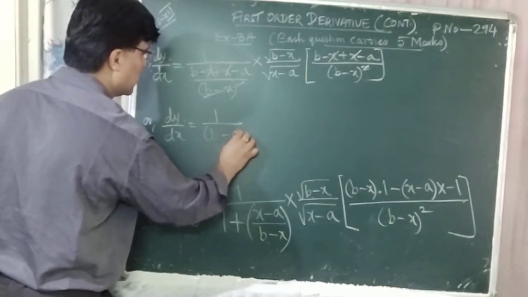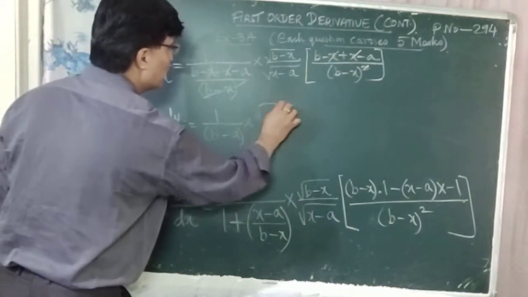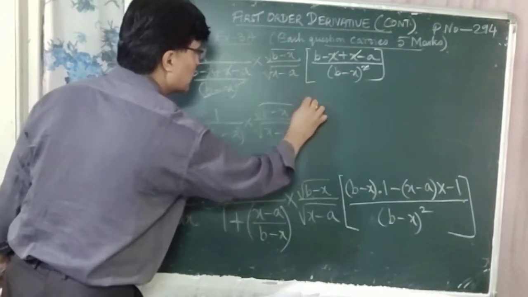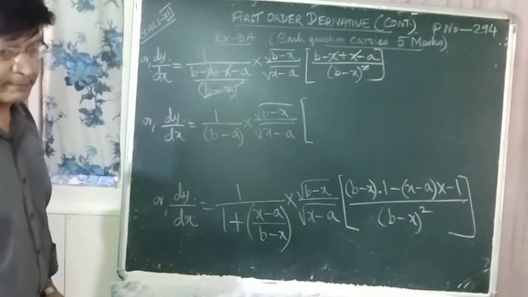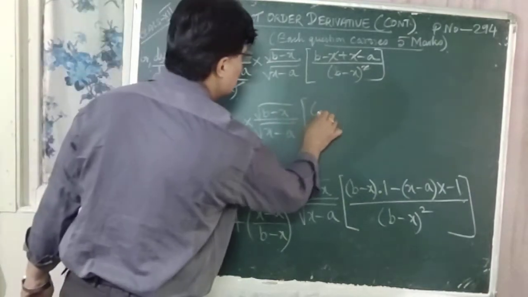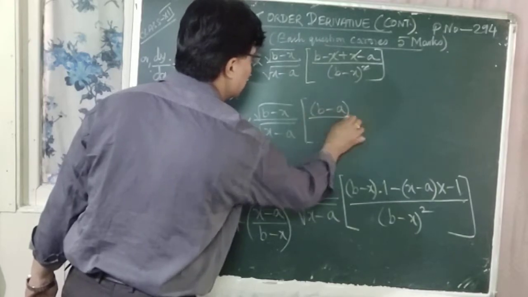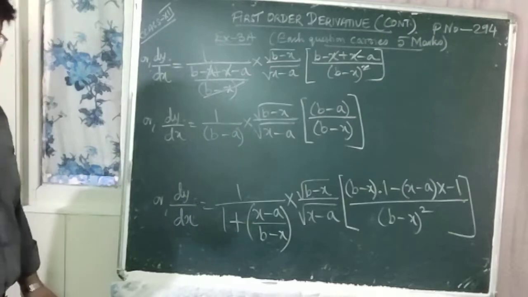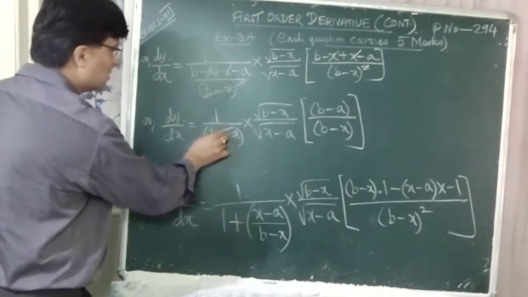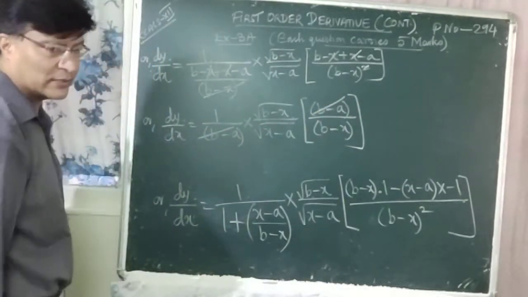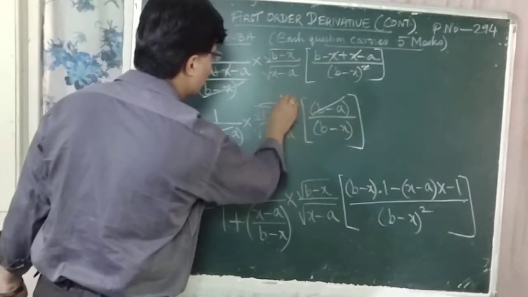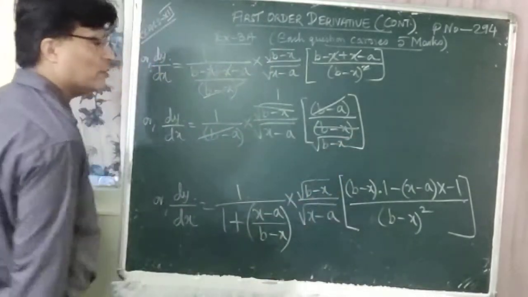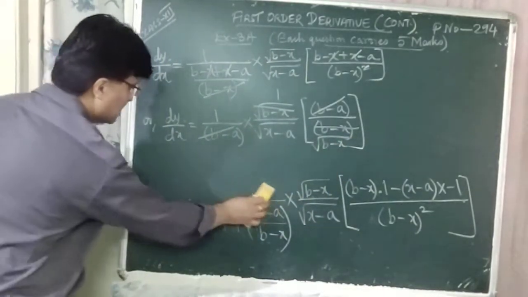Or dy by dx is equal to 1 upon, this is your b minus a into root over b minus x divided by root over x minus a, and within third bracket what is there? It is b minus a divided by b minus x. Is that clear? So you can cancel here, this b minus a gets cancelled, and this root over b minus x and b minus x will be cancelled. It goes root over b minus x, right?